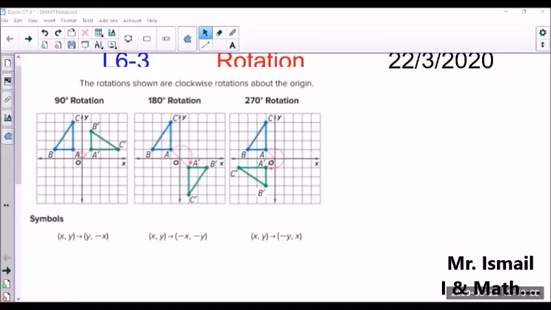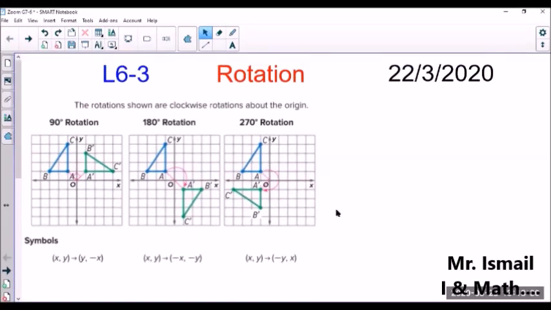Okay, Mister. Today our lesson is rotation. Rotation about the origin only. Let's start. If I want to rotate any point around the origin clockwise, these are the formulas for clockwise. I want to rotate it 90 degrees clockwise.